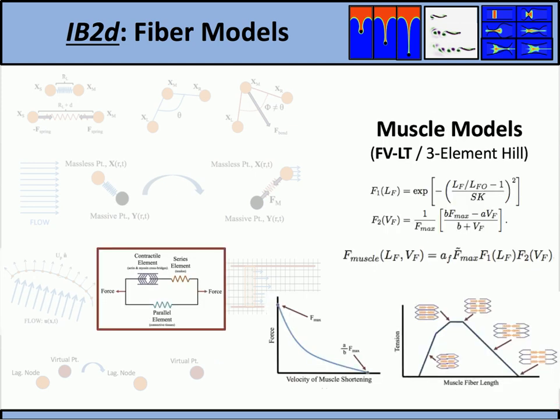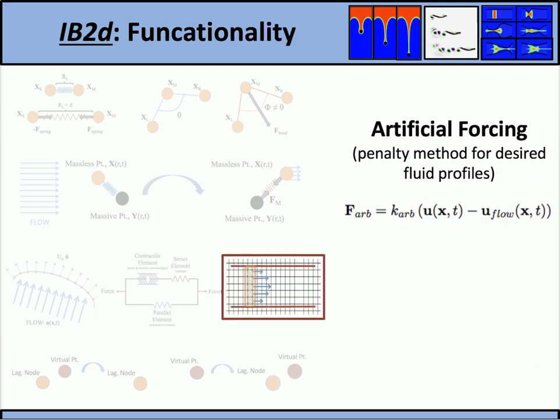There are also various kinds of muscle models, such as force-velocity and length-tension relations available, as well as three-element Hill models. There's also artificial forcing. It's the method we can use to basically make the fluid move in a particular way. So for example, rather than defining an inflow condition, we can just define a fluid to have a specific type of velocity profile we want by introducing a penalty force into the fluid grid.